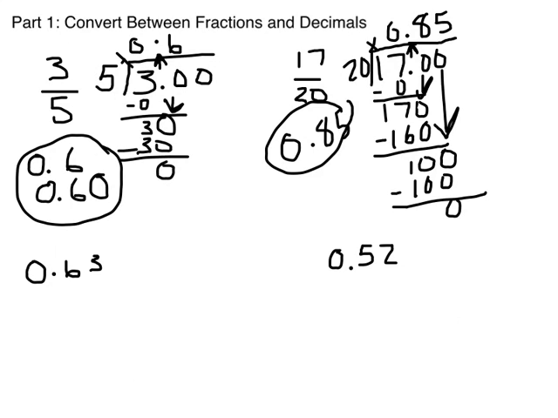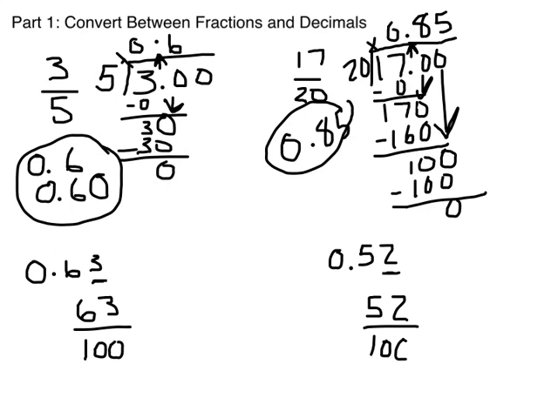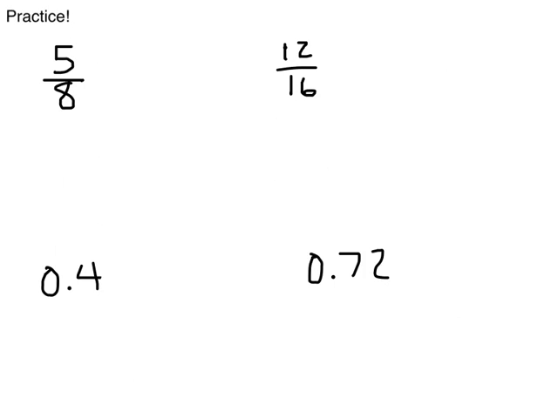Now let's talk about converting decimals to fractions. To convert a decimal to a fraction, I can just write it as the digits over the place value. What place does 0.63 end in? It ends in the hundredths place. So this is 63/100. Now you try one. Convert 0.52 into a fraction. Well, it ends in the hundredths place. It's 52/100. Now you have a chance to practice.